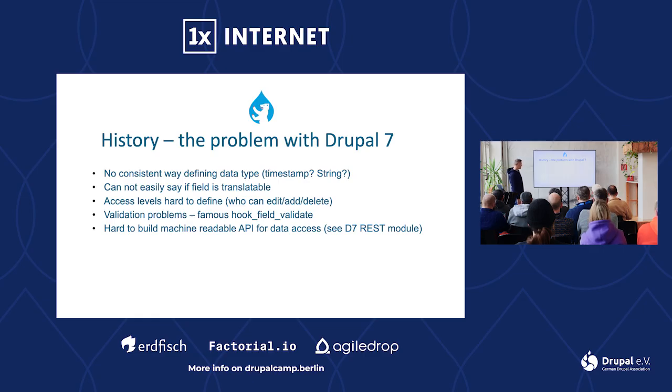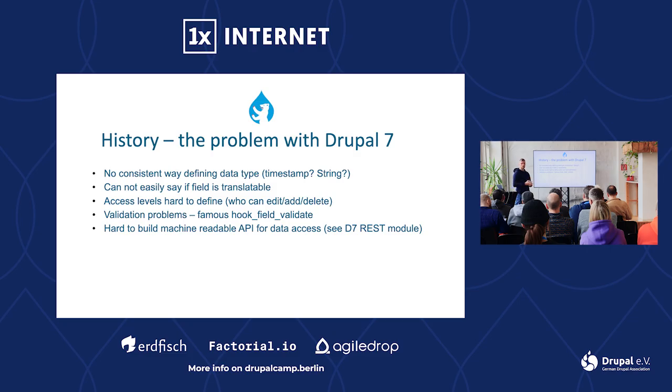Let's have a look at the history. What was the problem with Drupal 7? That is why I was asking who was familiar with Drupal 7. Back in the day, if you probably remember, in Drupal 7 we had these giant associative arrays to represent everything. Because of that, there were a couple of problems. There was no consistent way of defining data types: timestamp, string, and so on. We could not easily say if a field is translatable. It was possible, but it was quite a tricky thing in Drupal 7. Access levels were hard to define. Who can edit, delete, and so on.